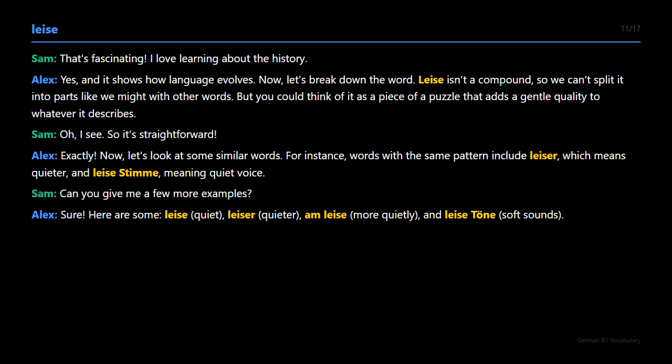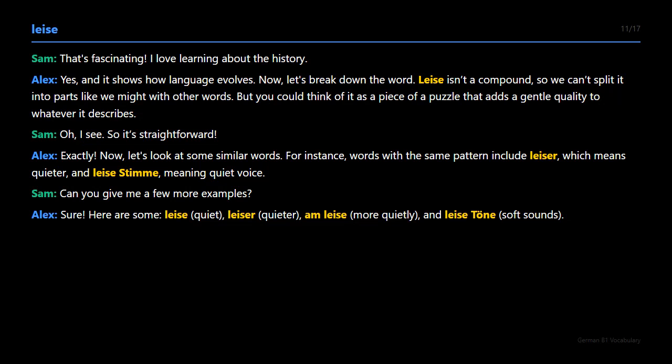Now, let's break down the word leise. It isn't a compound, so we can't split it into parts like we might with other words. But you could think of it as a piece of a puzzle that adds a gentle quality to whatever it describes. Oh, I see. So it's straightforward.